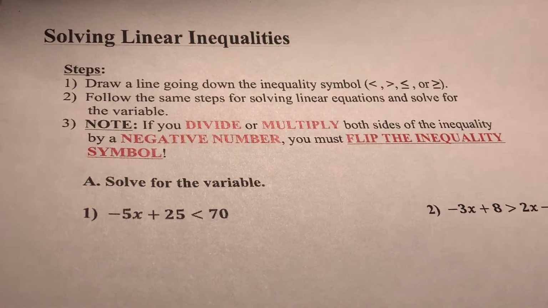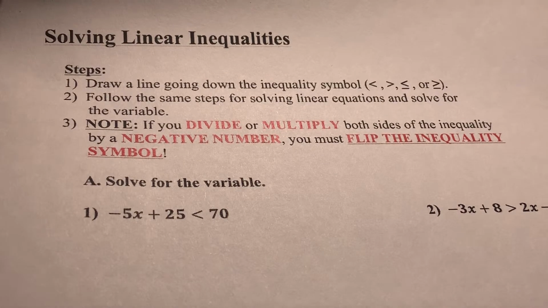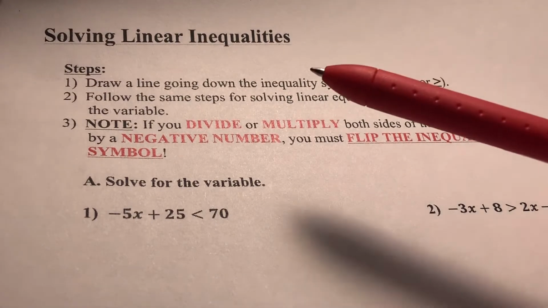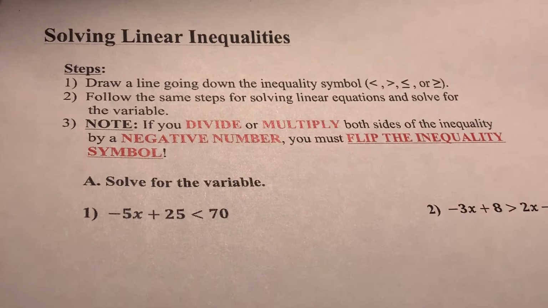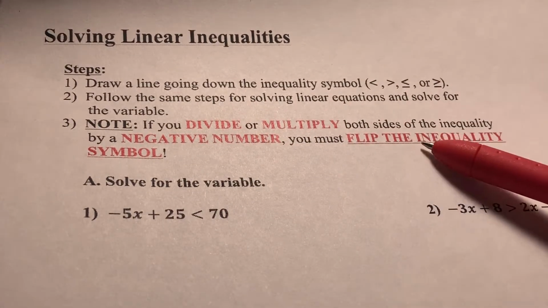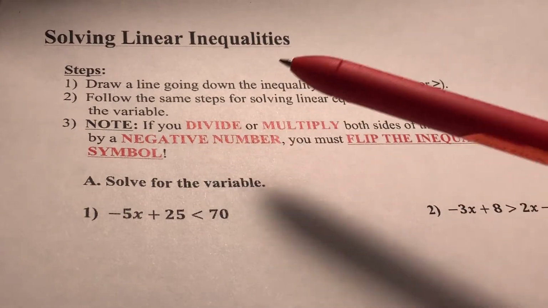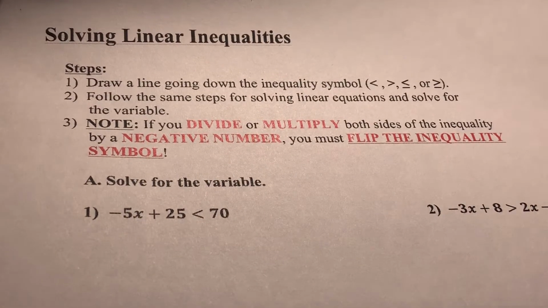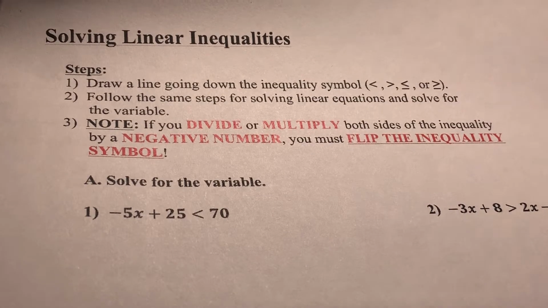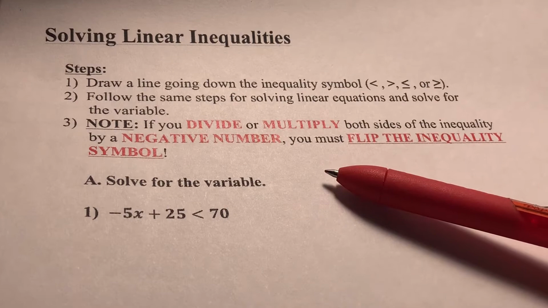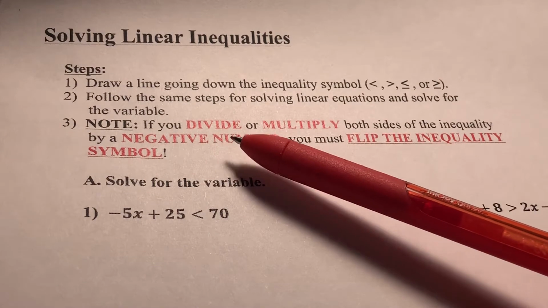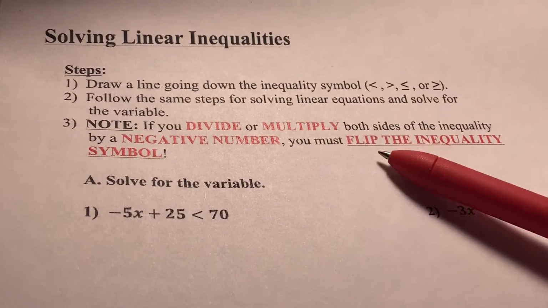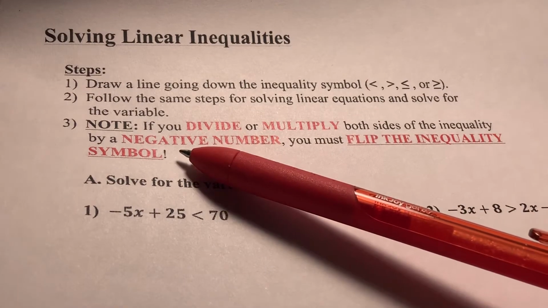So like I said, if you're good with solving linear equations, then step two is going to be a breeze for you. Step three, note, if you divide or multiply both sides of the inequality by a negative number, you must flip the inequality symbol. So that is one of the major differences with solving linear equations and solving linear inequalities, is that if we divide or multiply both sides of the inequality by a negative number, you must flip the inequality symbol.